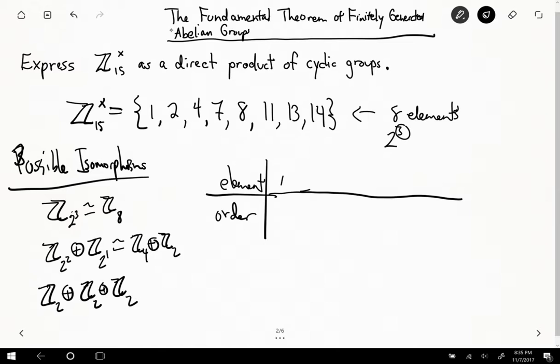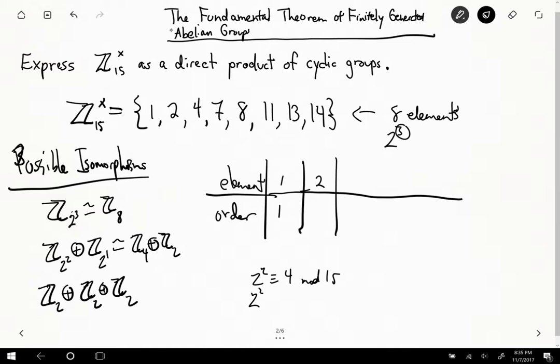So the element 1 is not really going to tell us much information because that has order 1, and we should have something of order 1 in each of these. It's going to be the identity element. Now the element of order 2, just so we know, remember we have 8 elements, so that means the order will have to be 2, 4, or 8. So notice 2 squared is congruent to 4 mod 15.